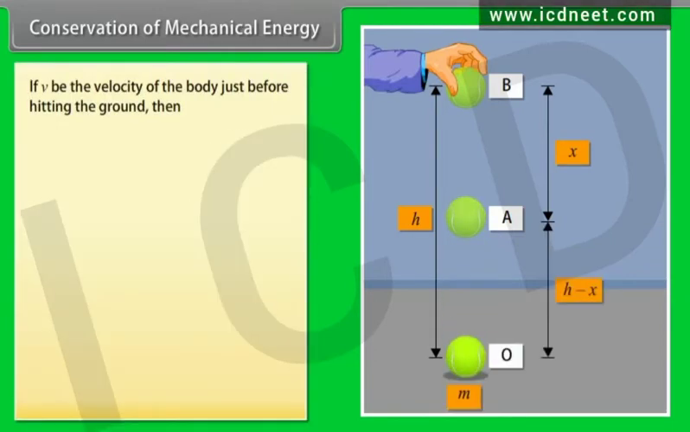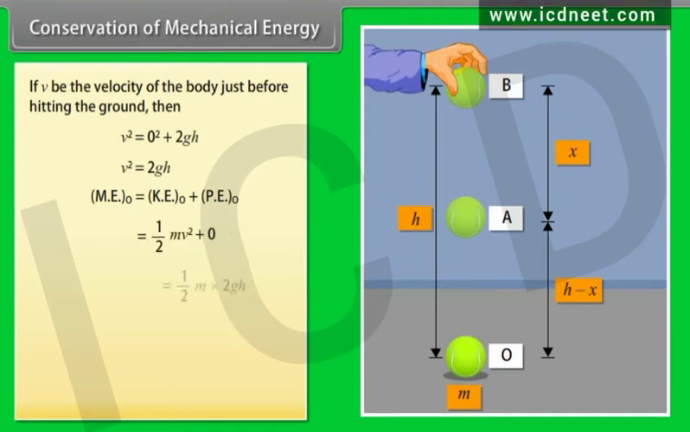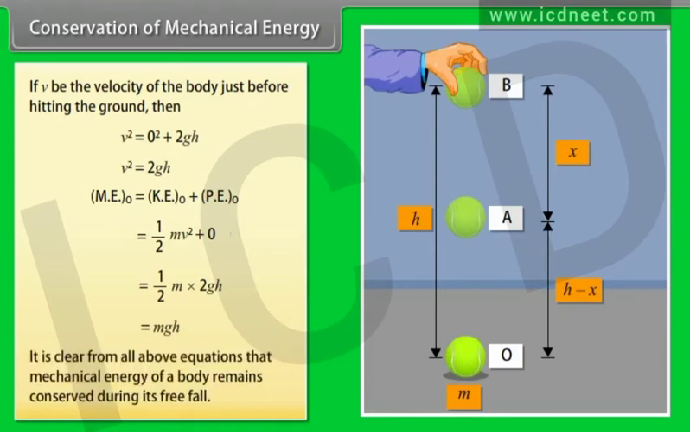If v is the velocity of the body just before hitting the ground, then v squared is equal to 2gh. Here, the mechanical energy of the body at O is equal to the kinetic energy of the body at O plus the potential energy of the body at O. By calculating it, we get the mechanical energy of the body at O is mgh. It is clear from all the above equations that the mechanical energy of a body remains conserved during its free fall.